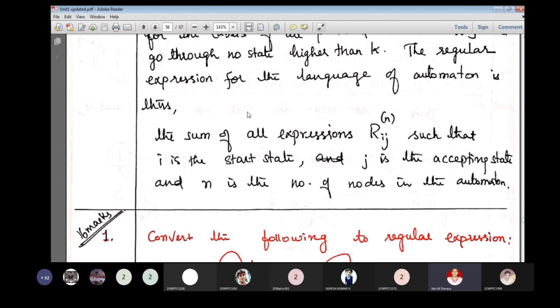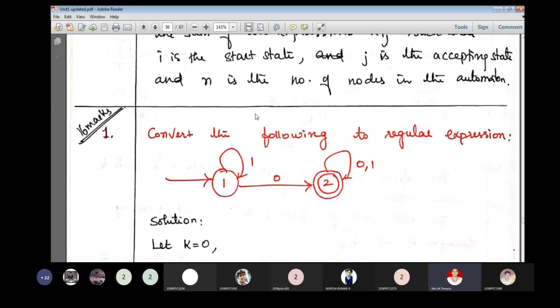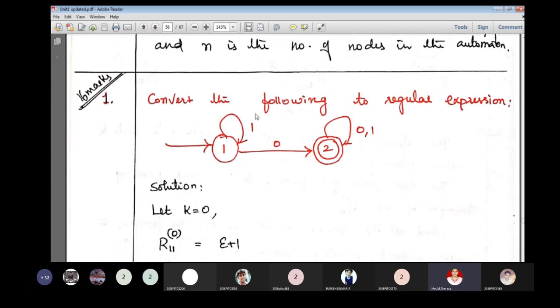Okay, k is equal to n we have seen already. Isn't it clear? For this we'll see one example. Convert the following to the regular expression. Clear? So we are given a finite automata.